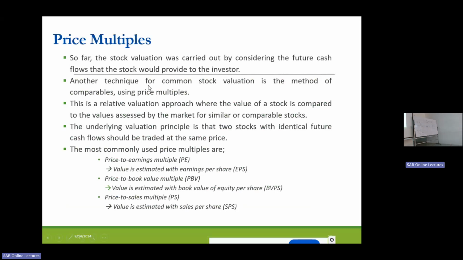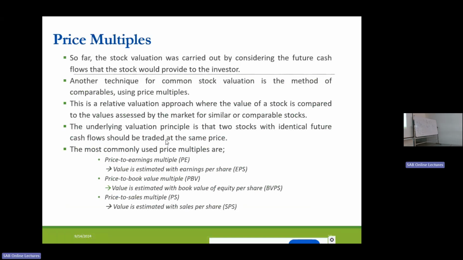Look at what this explanation says. So far the stock valuation was carried out by considering future cash flows provided to the investor. Another technique for common stock valuation is comparables using price multiples. This is a relative valuation approach where the value of a stock is computed by comparing the value assessed by the market for similar comparable stocks. By taking the benchmark from the industry, the competitor, or the company's own past average, you can calculate the value. The underlying valuation principle is that two stocks with identical future cash flows should trade at the same price.